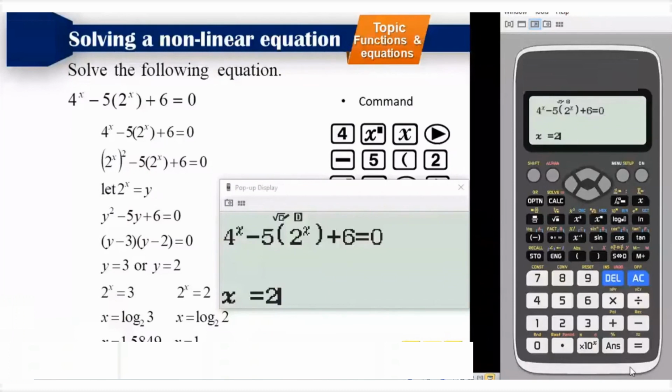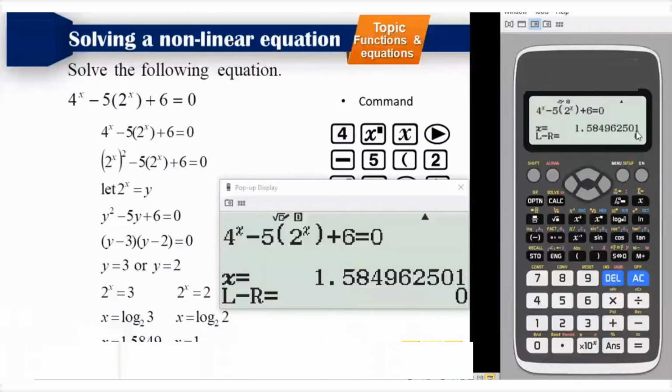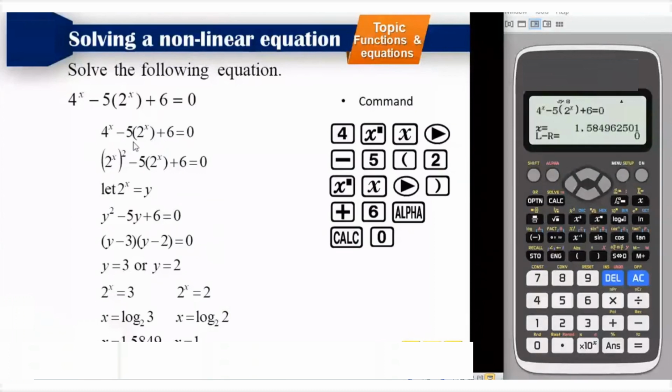When I pressed equals to, I realized that there is yet another value of x because L minus R again is 0. If L minus R would not have been 0, then it would have been an indication that there is only one value of x. Since L minus R is 0, it means that this 1.5849 is the second value of x. Now, if you see the manual solution that I have done here, it also gives two values of x. One value of x is 1. The other value of x is 1.5849.